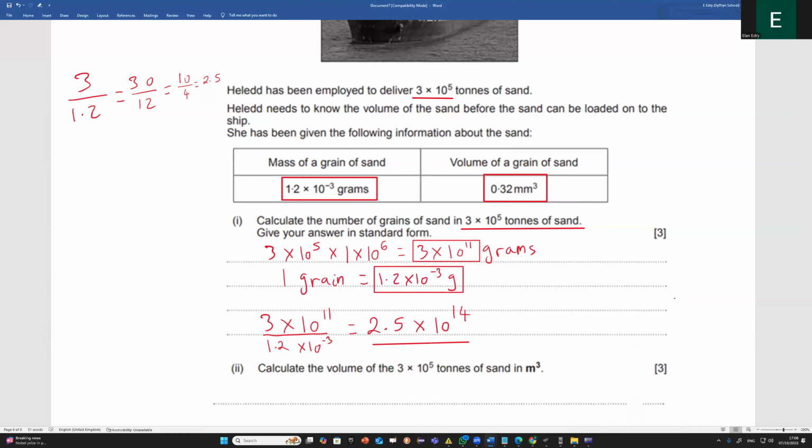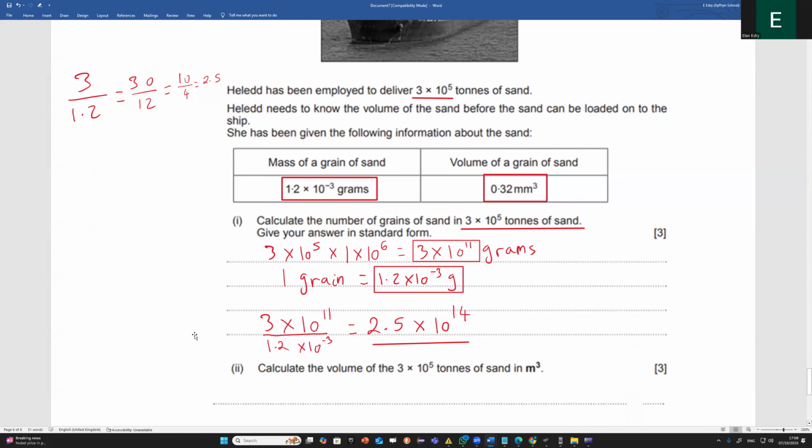So in 3 times 10 to the 5 tons of sand, because obviously that's loads of sand, it's 2.5 times 10 to the 14 grains of sand. 10 to the 12 is trillions, so it's like 250 trillion grains of sand. That's a lot.